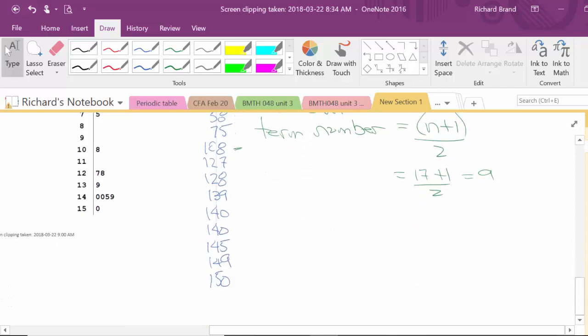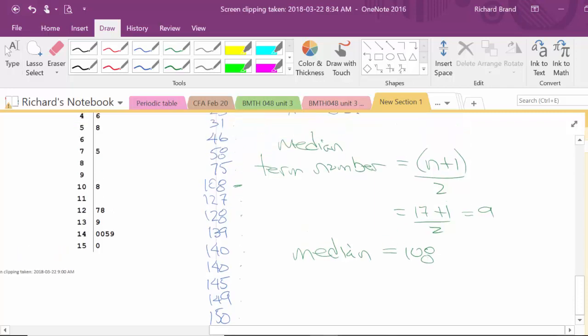Okay, I should be able to count from the other direction too. It's the middle term. Here we go. 1, 2, 3, 4, 5, 6, 7, 8, 9. Oh, look at that. It works both ways, which it should because it's the middle term. So the middle term is the term that contains the data value 108. So the median equals 108.